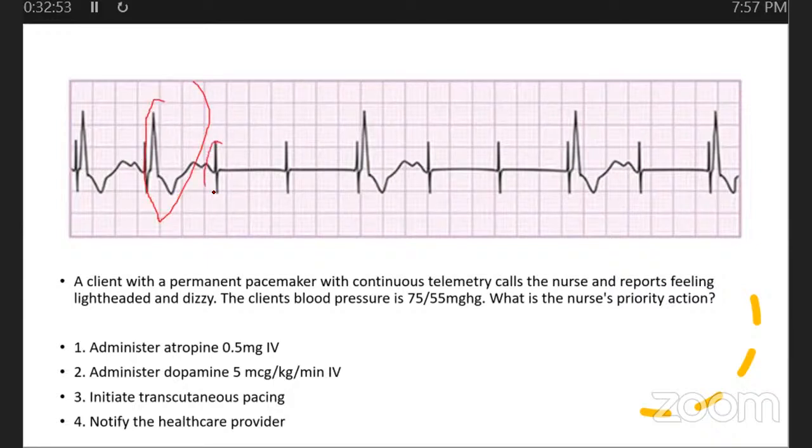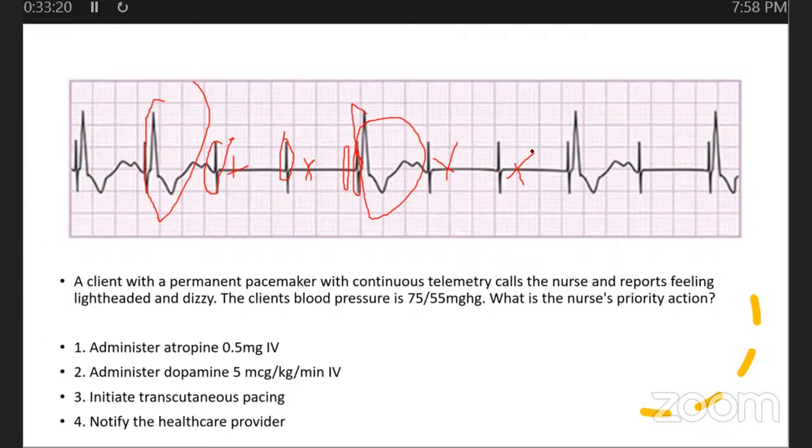But now we see a pacer spike here, and there's nothing happening after it. We see another pacer spike here, and nothing happening. Then we see a pacer spike here, and some difference. Again, we are back to a pacer spike and then nothing happening after it. That tells you your machine is actually working as it should, but there is failure to capture.